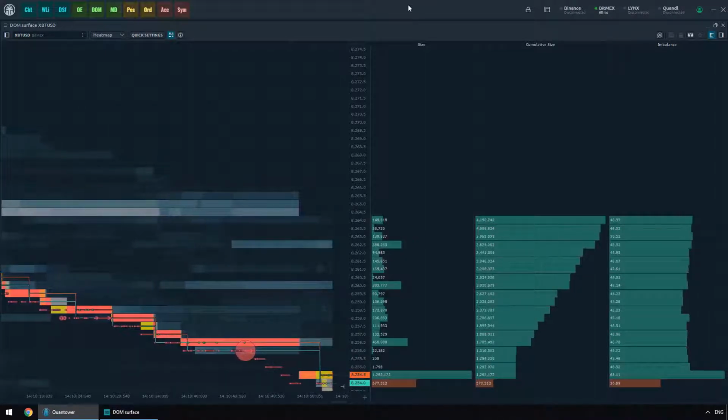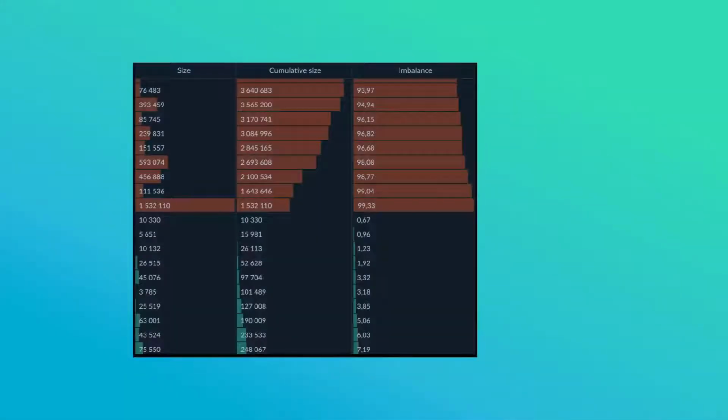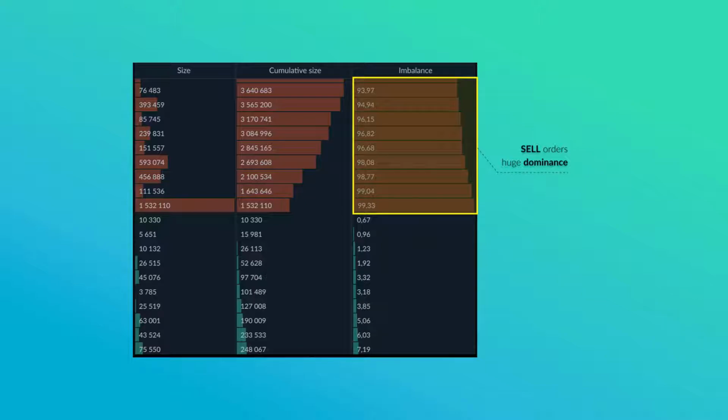Here we look at an example. This example occurred on the XBT USD market of the BitMEX exchange. As you can see, there was an extremely strong dominance of sell orders through the depth of the market for some time, expressed by an imbalance of 93% to 99% of all level 2 orders. As we know, the market always moves towards the least resistance. The conclusion in this situation suggests itself, a downward movement, which has subsequently happened.